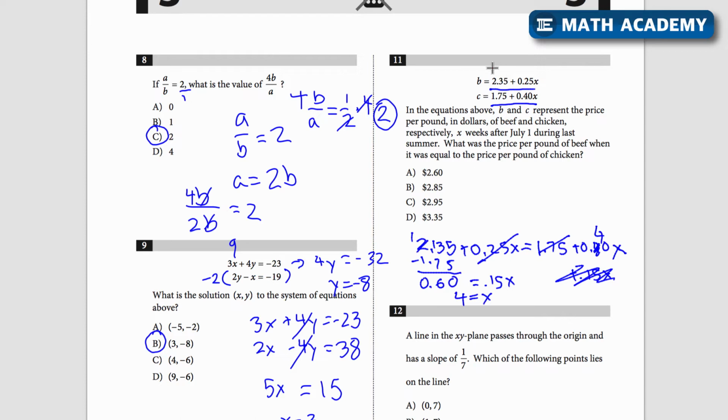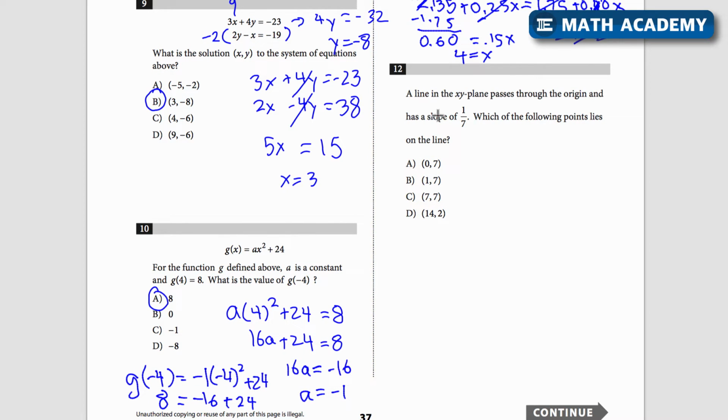So 2.35 plus 0.25 times 4, well, that's going to be plus 1 here. 2.35 plus 1 is going to be 3.35. So D would be the answer.